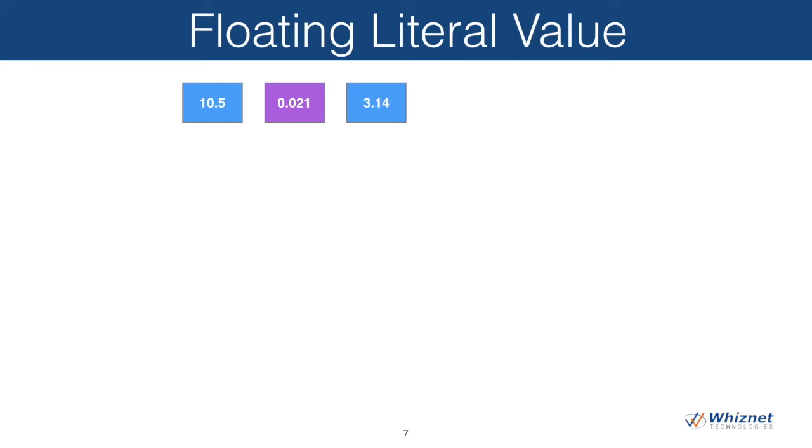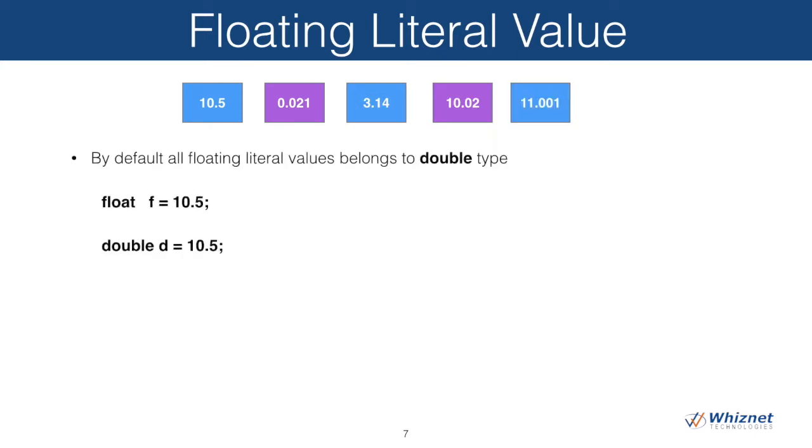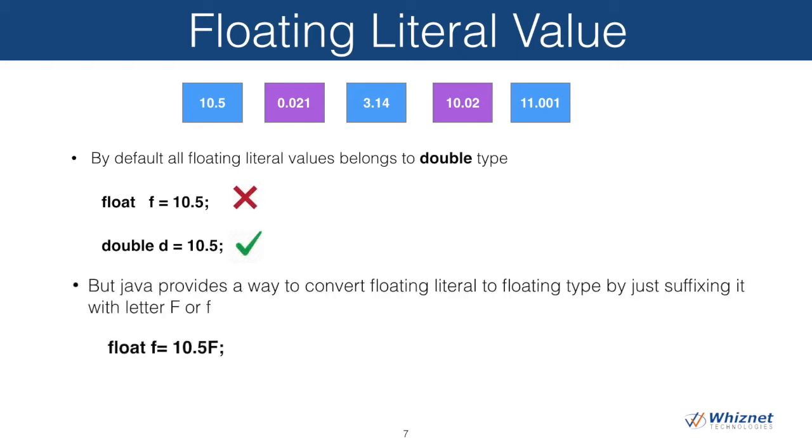Floating literal value. By default, all floating literal values belong to double type. Java provides a way to convert floating literal to float type by just suffixing it with letter capital F or small f.